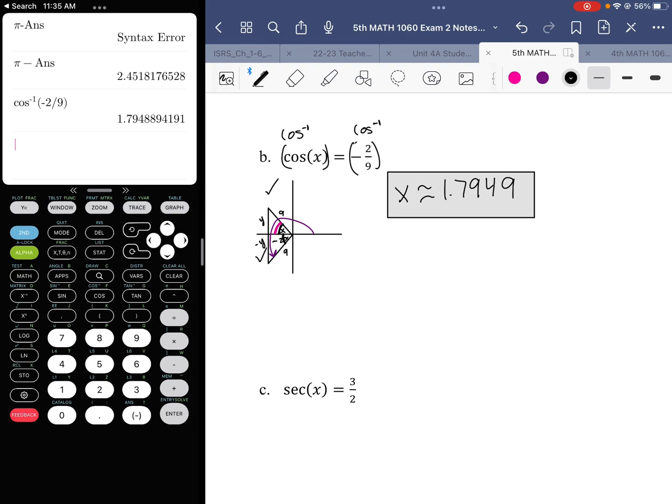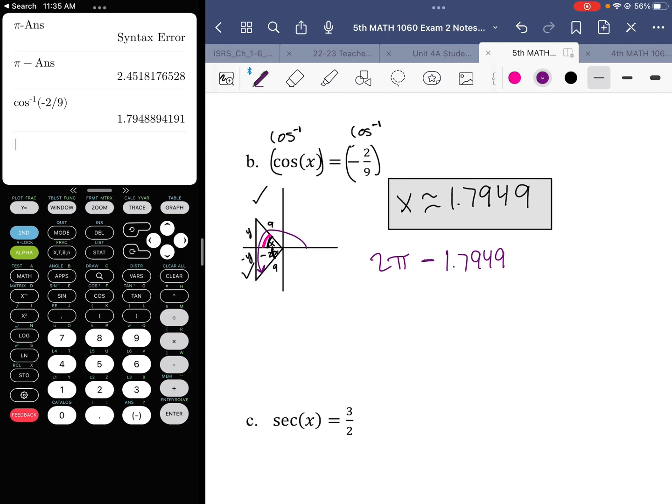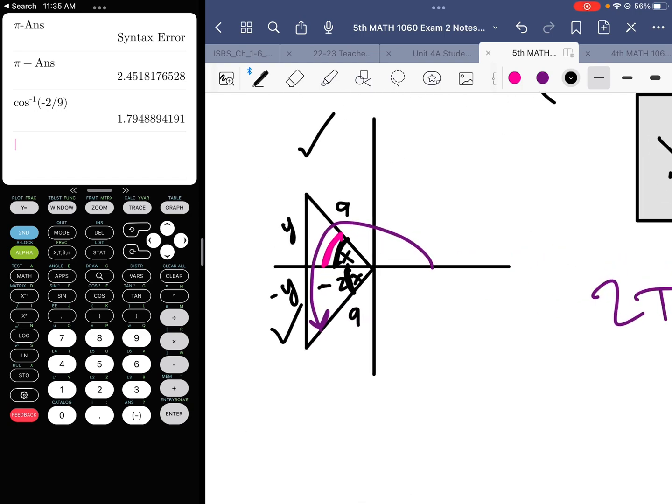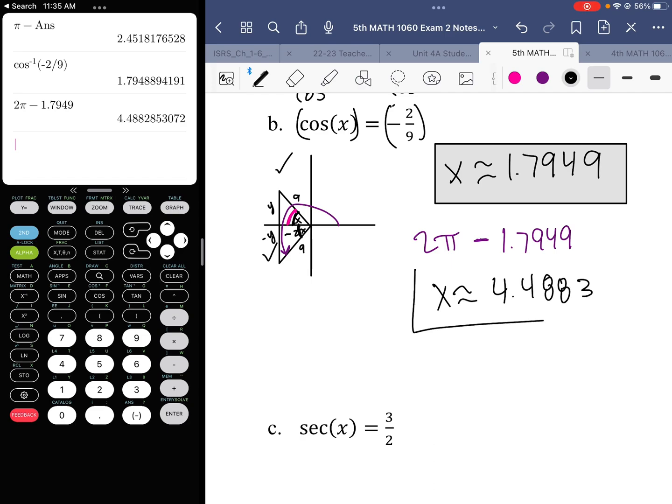Okay. So how we do it is we take all of the 2 pi and we subtract that answer that we just got. Okay. So let me do that one. So x also equals about 4.4883 radians.